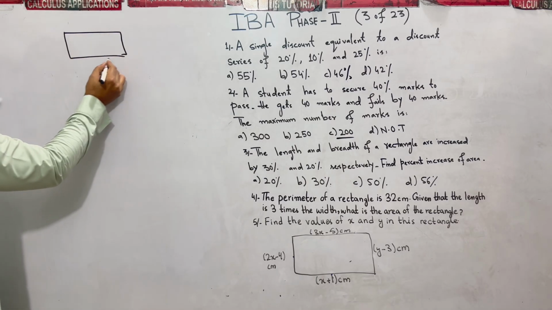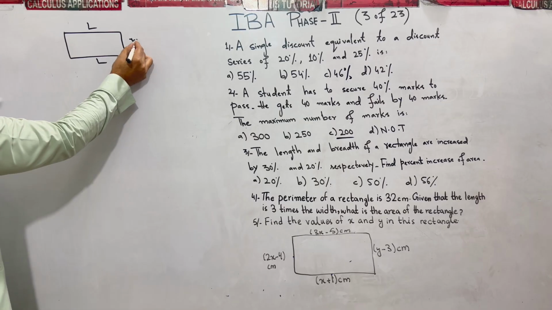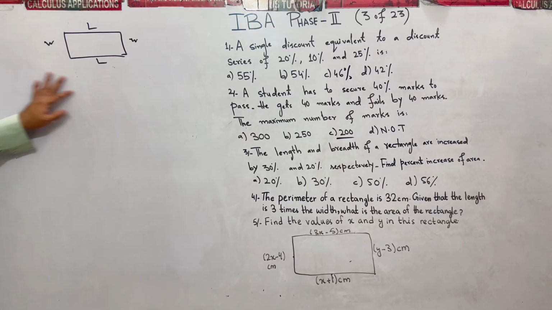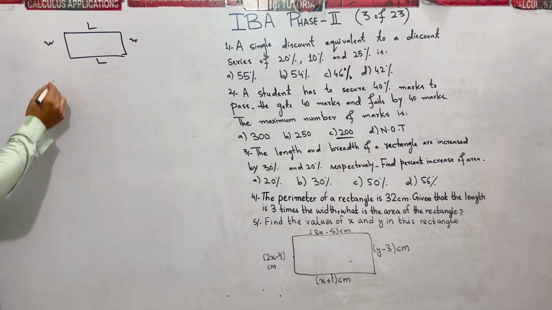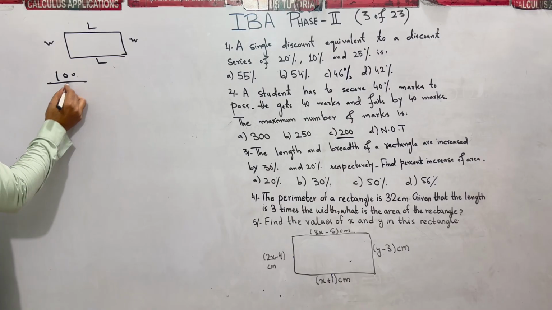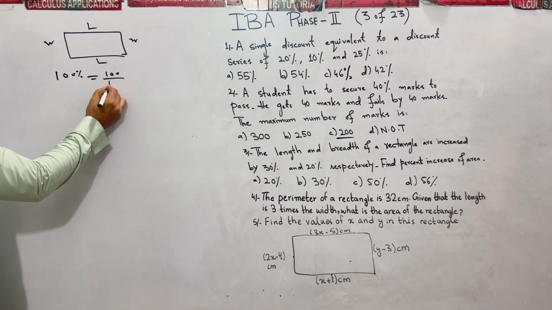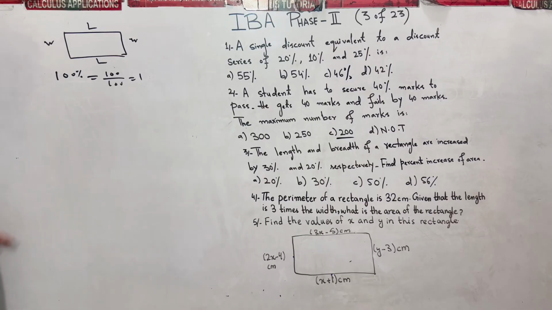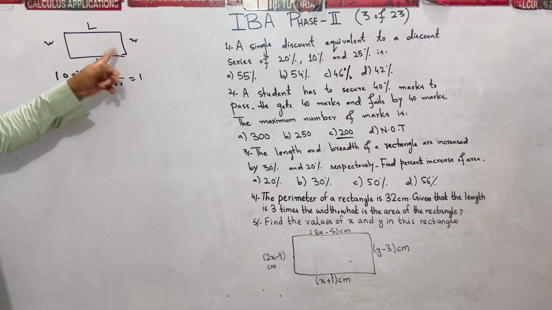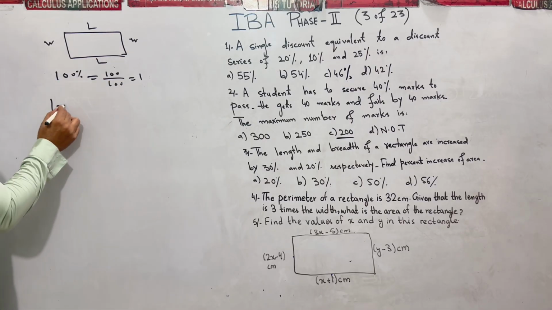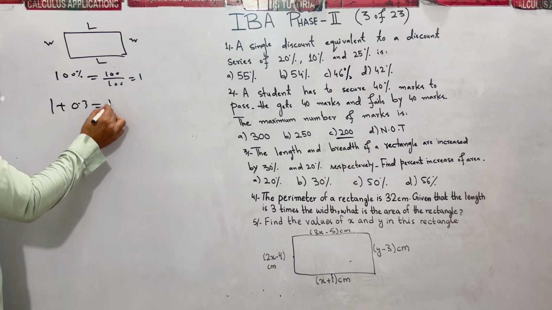Simply draw, that's our length, that's our width. Nothing is given to us. Look at this, 100% means 1. So take this length 1, width 1. A 30% increase means 0.3, so this is our length, 1.3.